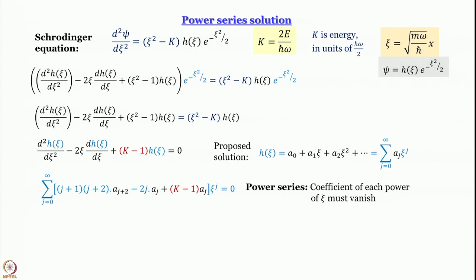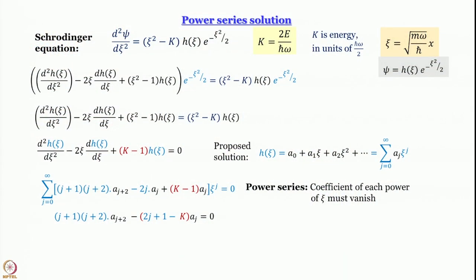Sometimes I say epsilon instead of xi, I am sorry about that, but in case I do, please understand I mean xi. So, the property of power series tells us, and for this you need to read a book on mathematics, but right now, we will take it axiomatically. Coefficient of each power of xi must vanish. What does that mean? That means that we do not have to worry about the summation.